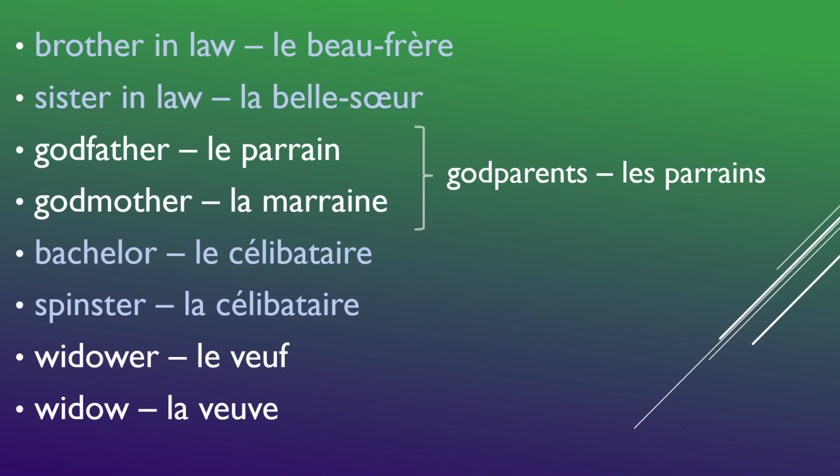Then a bachelor, someone who is not married or someone who's single. A man is called le célibataire. A spinster, or a woman who is not yet married, is called la célibataire. A widower, a man who has lost his wife, becomes le veuf, and a widow, a woman who has lost her husband, becomes la veuve. So these are some important terms, relationships, which you can use to talk about your family.